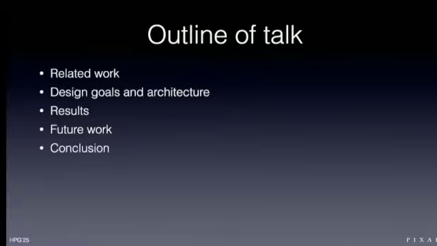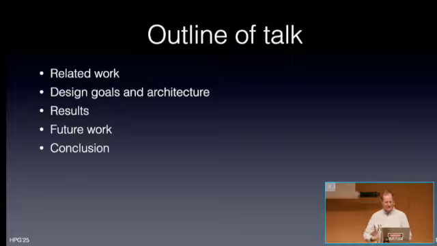So here's an outline of our talk. First, I'll very briefly talk about some related work. Then Julian will come up here and talk about design goals and architecture. And I'll finish that category. And then I'll talk about some results. I'll discuss future work and give a conclusion.